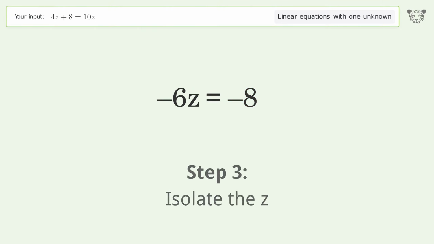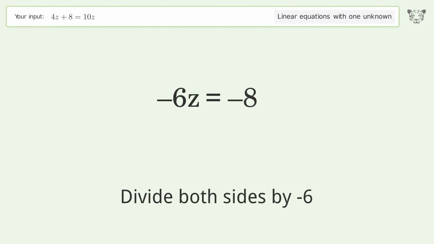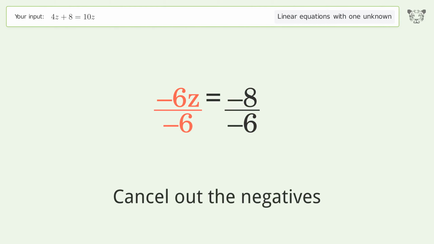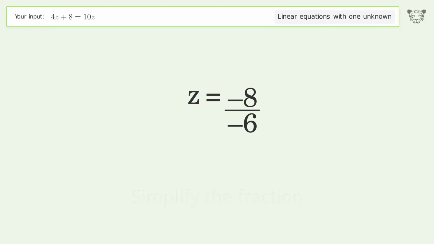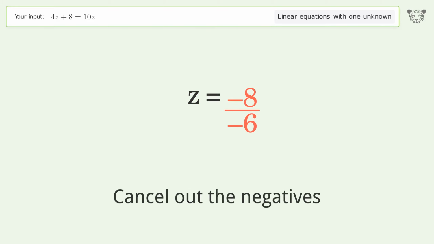Isolate the z. Divide both sides by -6. Cancel out the negatives. Simplify the fraction. Cancel out the negatives.